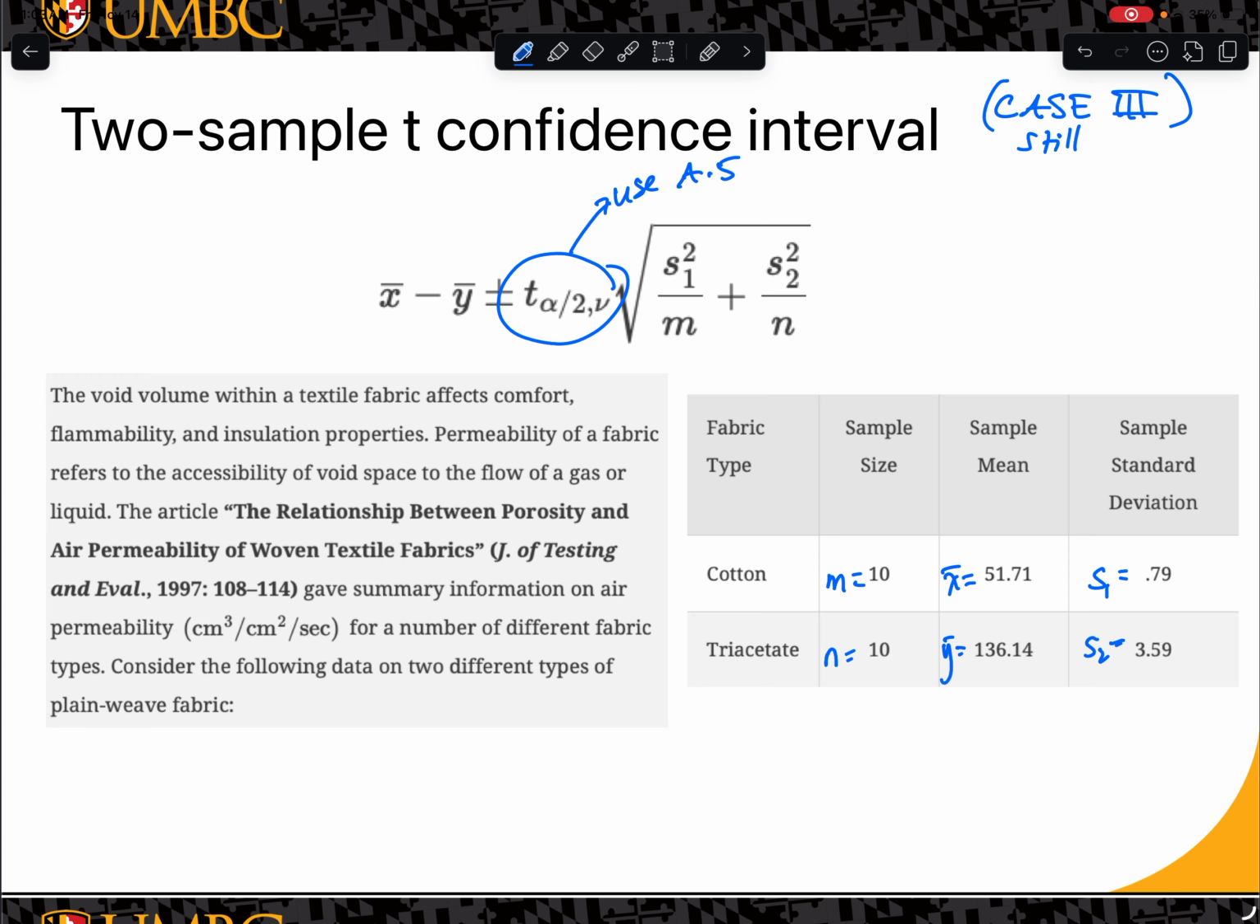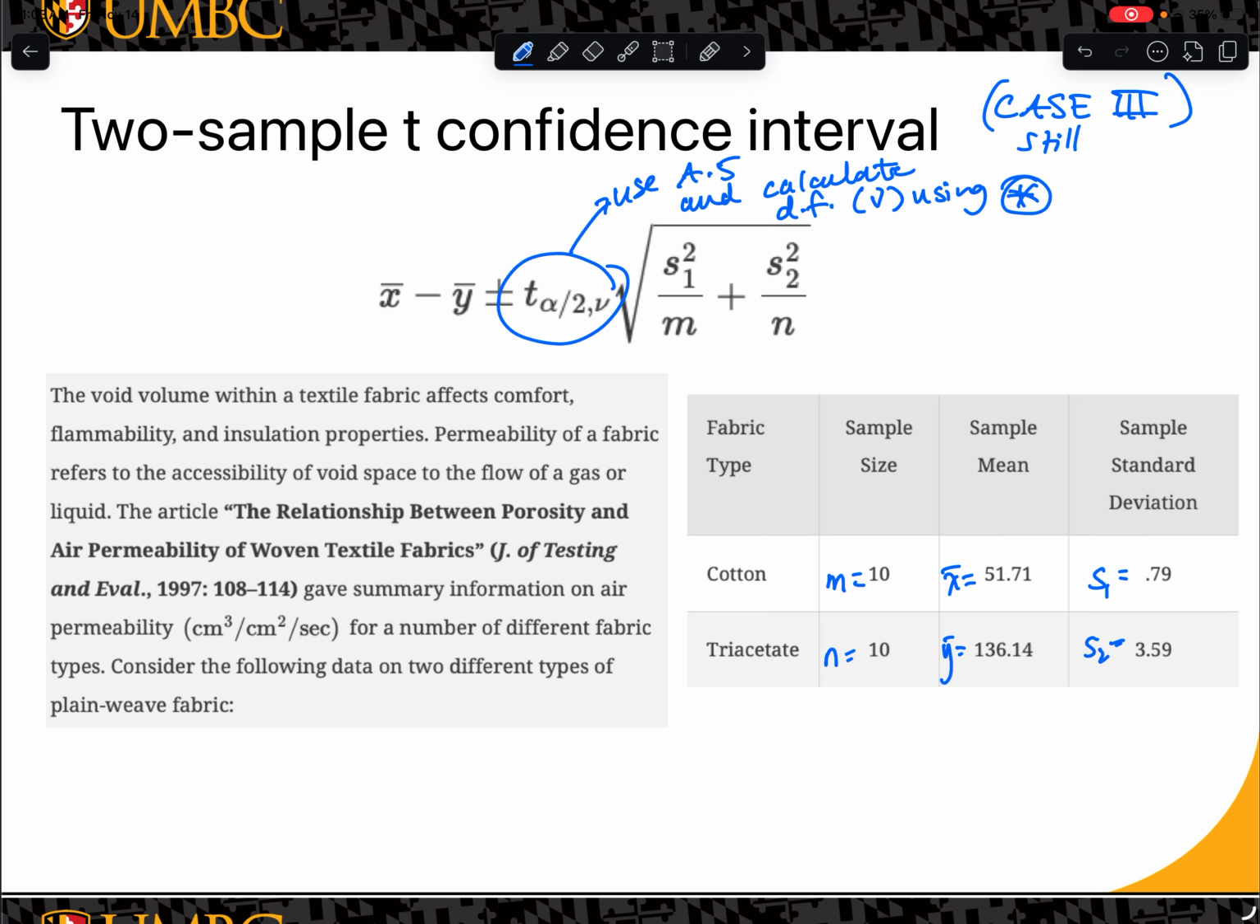So you're going to calculate the degrees of freedom, and you really have to use table A5, calculating degrees of freedom using the starred formula from the previous pages.